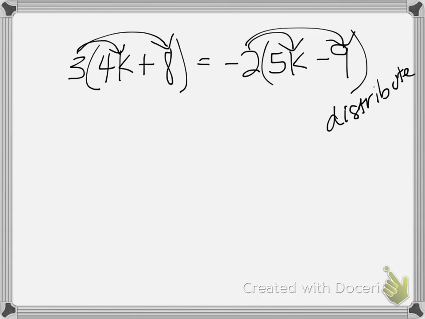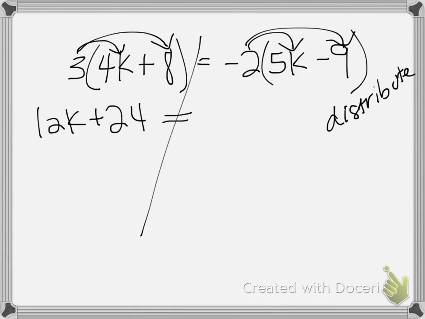For justifying, really we're going to stick to the properties of equality. So what keeps the equation the same on both sides? So on this one we got 12k plus 24 equals negative 10k, and negative 2 and negative 9 make positive 18.